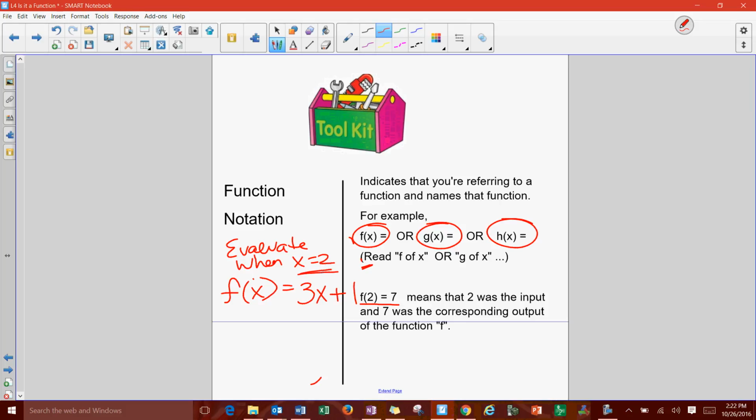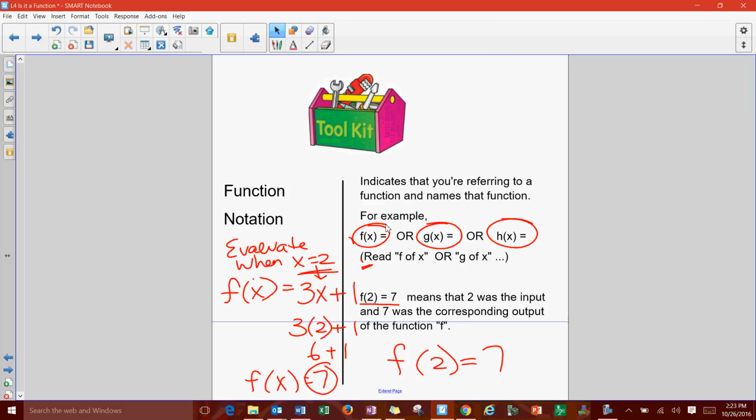So x is the input. We've talked a lot about inputs and outputs. So you're plugging in 2 for x, and what's going to happen? You simplify and you get 6 plus 1, which is 7, right? So in other words, we have f of x equals 7. So 7 is my output, correct? Another way of writing this, instead of writing f of x, I can write f of 2 is equal to 7. And that's just shorthand notation telling you that when 2 was your input, 7 was your output. Okay? Make sense? All right.